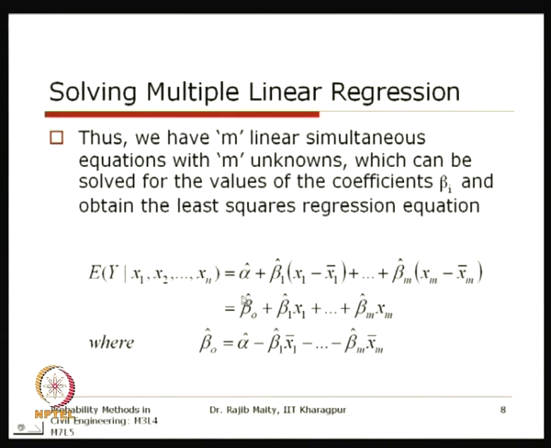Now if we write it in terms of the first equation, that is beta naught hat plus beta 1 hat x 1 plus beta 2 hat x 2 up to beta m hat x m, where beta naught hat, the estimate of beta naught, equals alpha hat, the estimate of alpha, minus beta 1 hat x 1 bar minus beta 2 hat x 2 bar minus beta m hat x m bar. So, this is the final expression for the multiple linear regression that we will get.